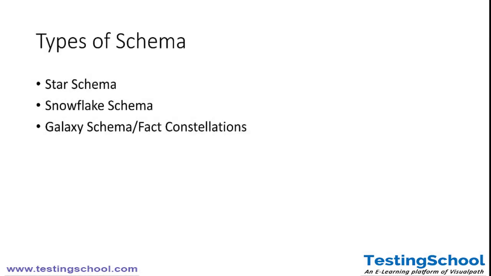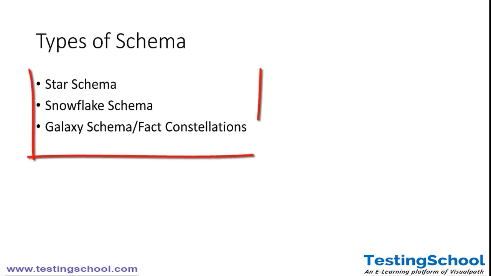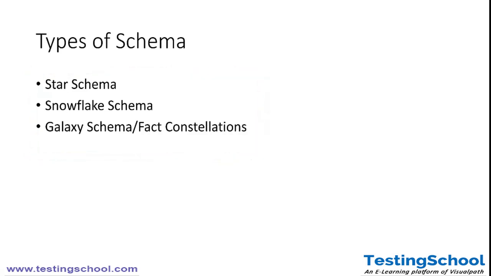As we have a clear picture of what a dimension is and what a fact is, let's see what are the different types of schemas available within the dimensional model. There are three types: star schema, snowflake schema, and galaxy schema, which is also called fact constellations. There are some articles on the web which say that the galaxy schema and the fact constellations are different, but looking at it logically, both are the same.